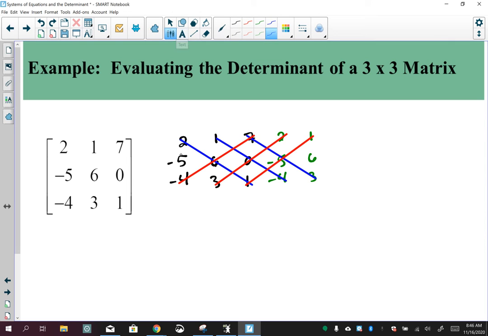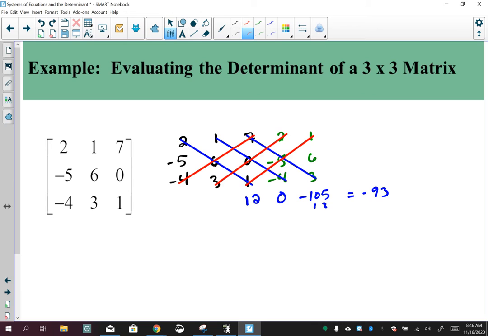And so now multiply 2 times 6 times 1. That gives me a 12. 1 times 0 times -4 gives me a 0. 7 times -5 times 3. So that's what? 35 times 3 is -105. And then I'm going to combine those answers together. So that gives me 12, 0, and -105, which gives me -93.